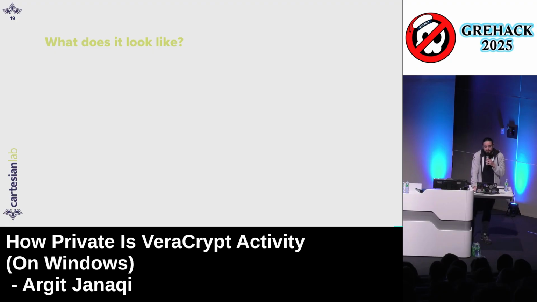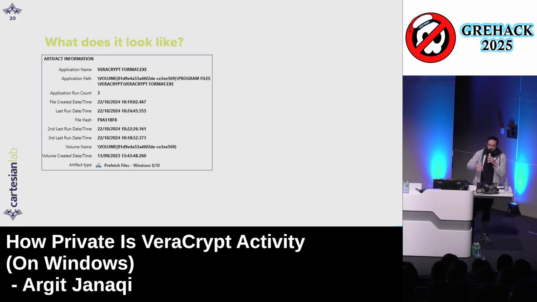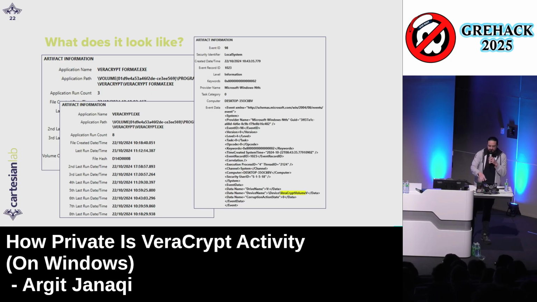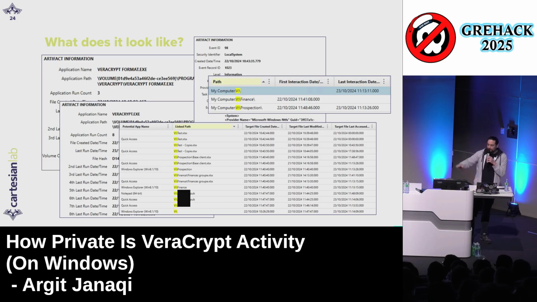So what does it look like? For example, here we have a prefetch file of VeraCrypt format.exe. We see that there's been 3 calls on 3 specific dates, a few minutes from each other. VeraCrypt.exe, 8 runs on this toy example. Oh yeah, by the way, this is just a toy example, not an actual investigation, okay? And here it's the system events, where VeraCrypt is quite nice because it names its volume VeraCrypt volume, and we even have the volume that it's been mounted on. And when we look in the shell bags or in the jump lists, we see what folders were accessed inside this mounted point.